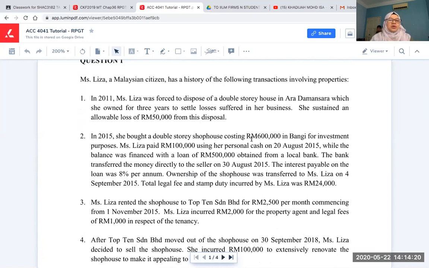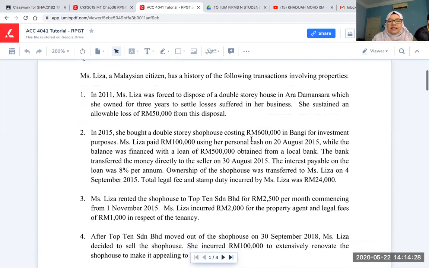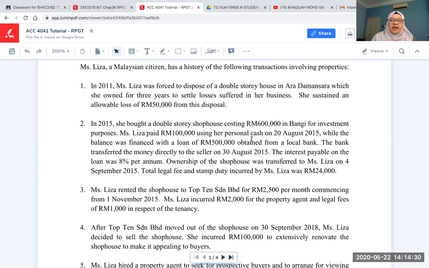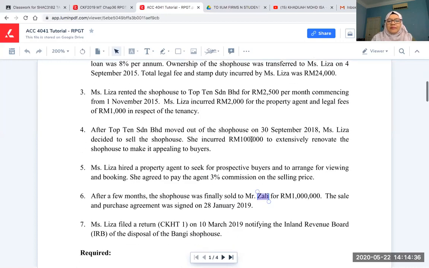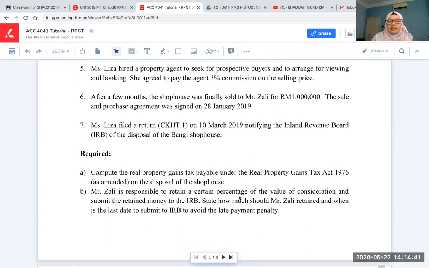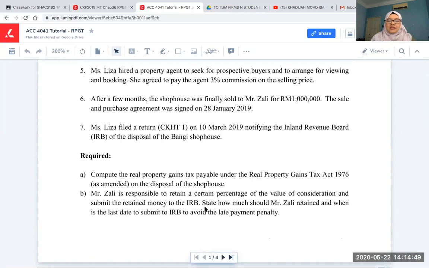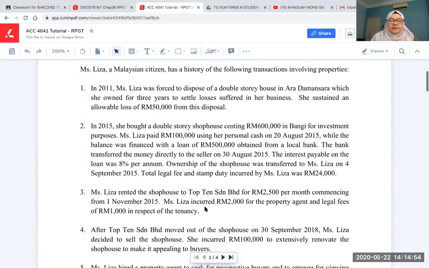So for this question, it's quite comprehensive, because it applies all those allowable losses, and then you have to determine what is your acquisition price, what is your disposal price, how long is your holding period, and then you have to look into the administration in terms of the retention of the disposal money. So this is the requirement for the acquirer of the property. Okay, so how are we going to do this? Any idea?